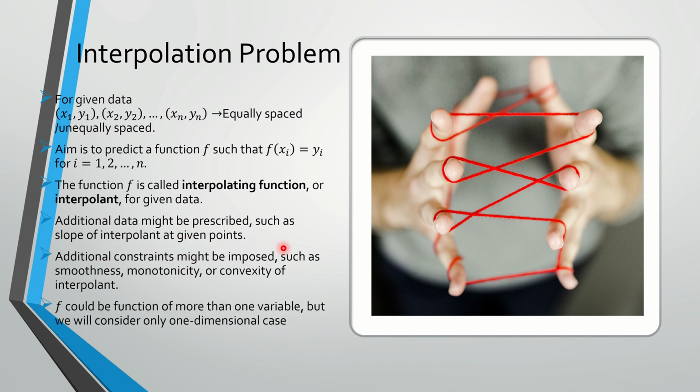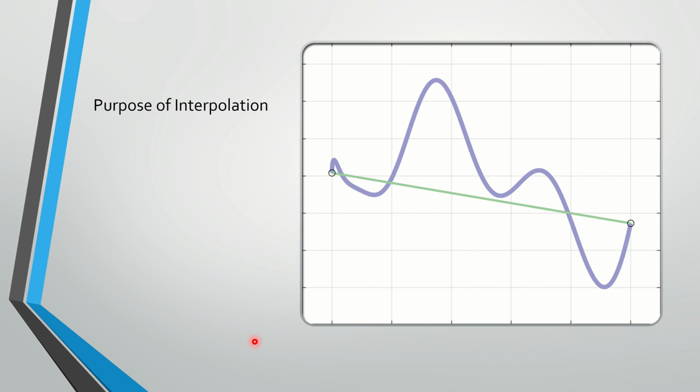Okay, and f could be a function of more than one variable as well, but right now we are talking about only the one dimensional case. That means you will only define values of y for values of x. Now what does it mean? What is the purpose of it?